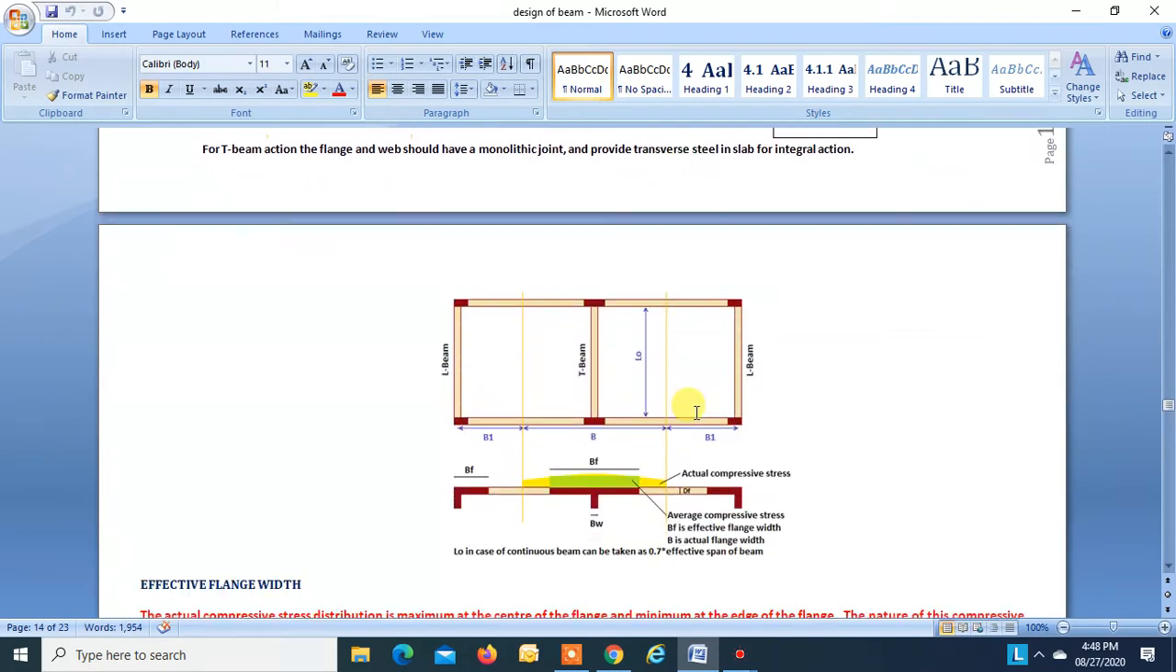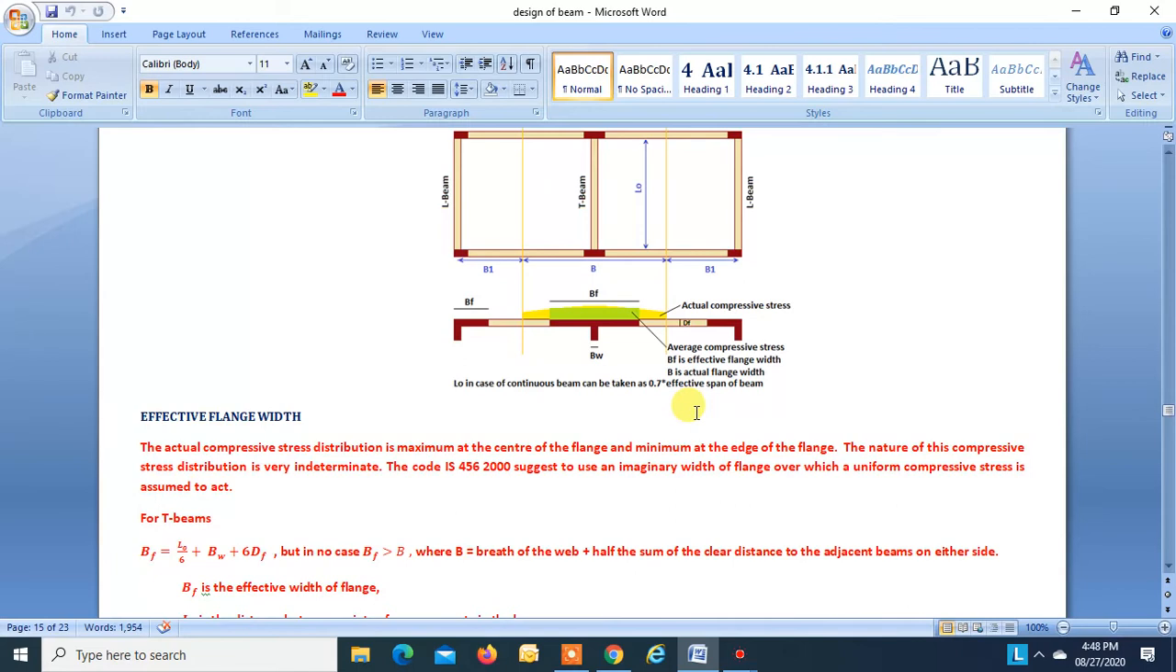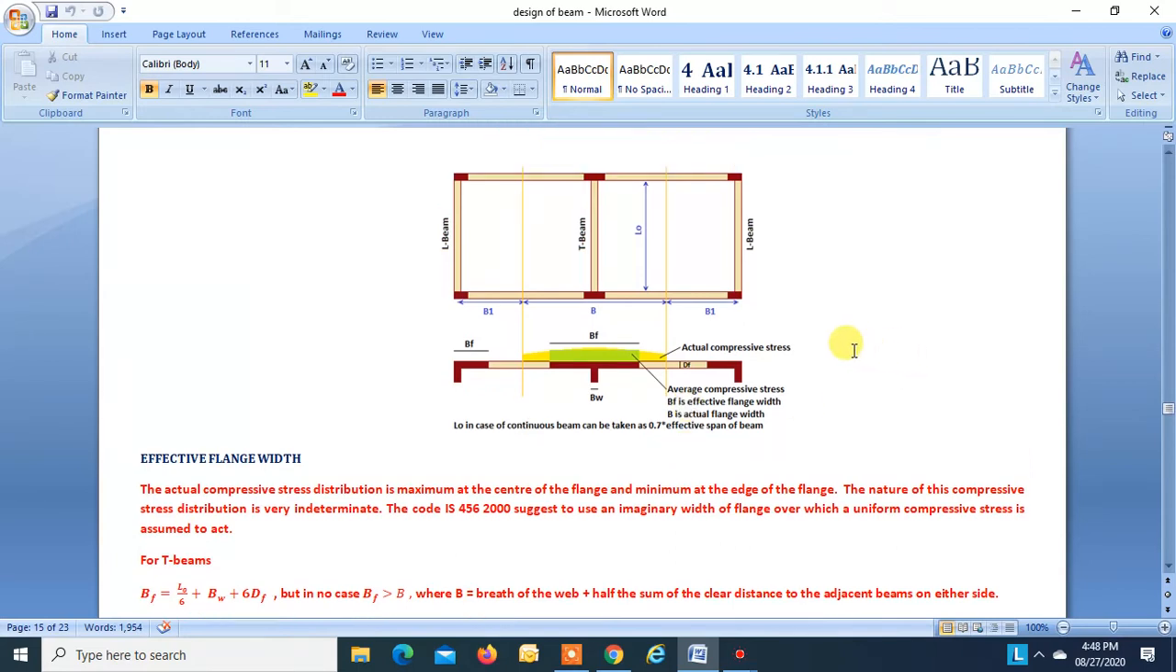Now let us see what the code gives. In case of flanged beams, we have to take the effective width. So suppose we have a slab system like this. This is the center line of the clear distance of this slab. This is the center line of the clear distance of this slab. So this half clear distance plus this half clear distance plus the web of this T-beam will be equal to B. Now this B is the actual flange width.